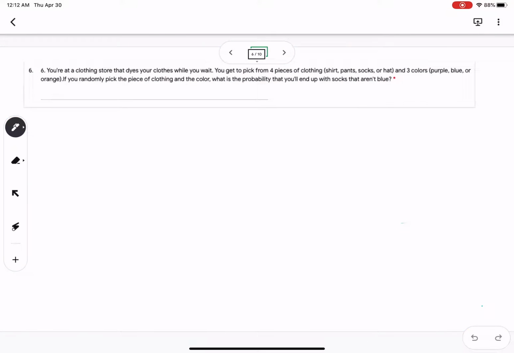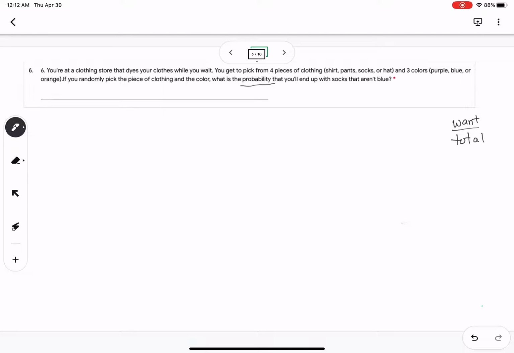All right. You're at a clothing store that dyes your clothes while you wait. You get to pick 4 pieces of clothing: shirt, pants, socks, or hat, and 3 colors: purple, blue, or orange. If you randomly pick the piece of clothing and the color, what is the probability that you'll end up with socks that aren't blue? So again, we're looking at probability, which means our answer is going to be a fraction. And to find that fraction, it's always want over total. First thing we need to do is find our total here, how many different options there are.